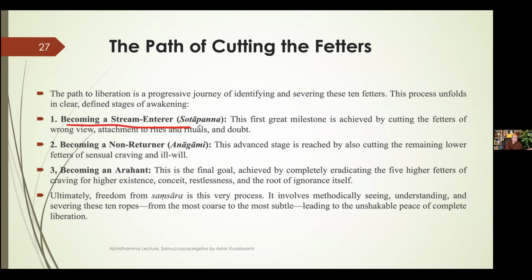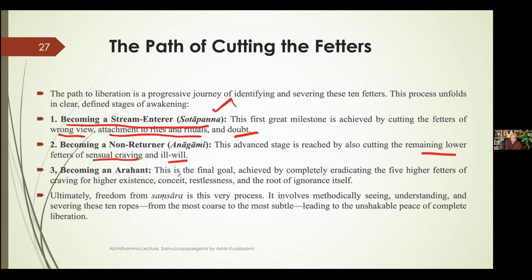So becoming a stream enterer, Sotapanna, this first great milestone is achieved by cutting the fetters of wrong view, ditthi, attachment to rites and rituals, silabbata paramasa, and doubt, vicikiccha. So if you have already eradicated these three, you are called a Sotapanna. And becoming a non-returner, Anagami, this advanced stage is reached by also cutting the remaining lower fetters of sensual craving and ill will, kamaraga and patigha Sanyojana.